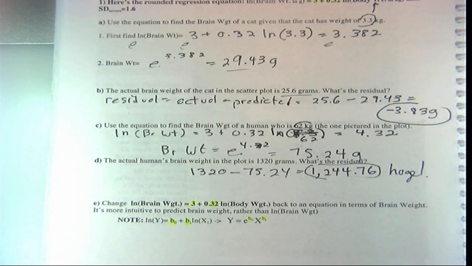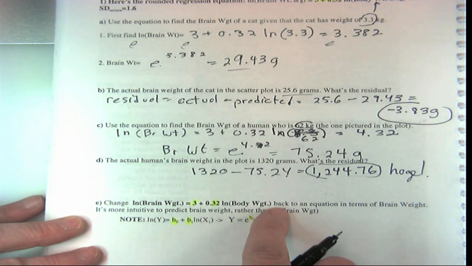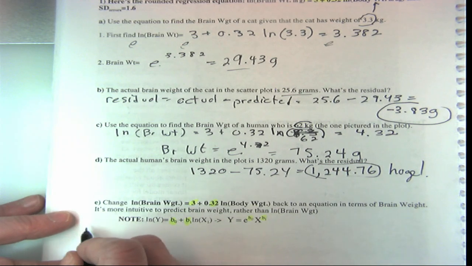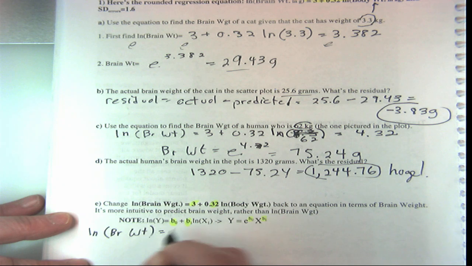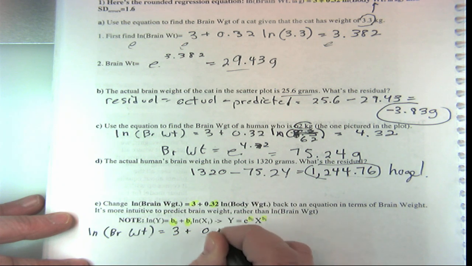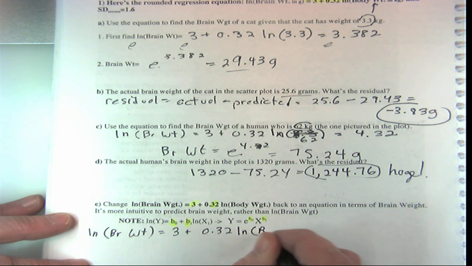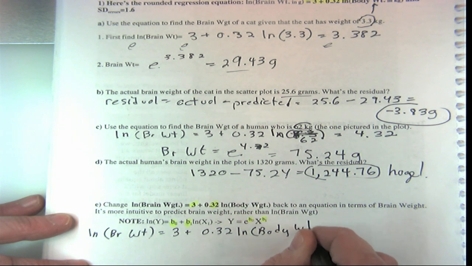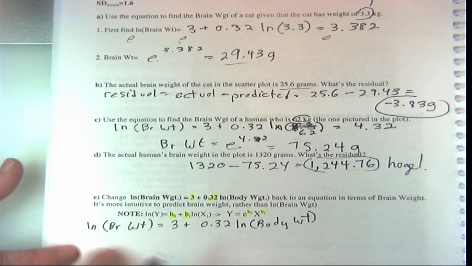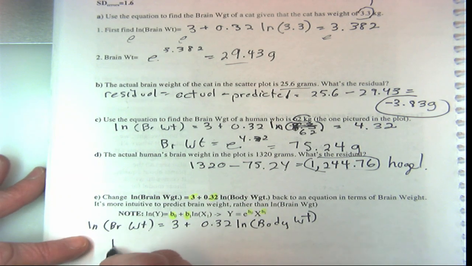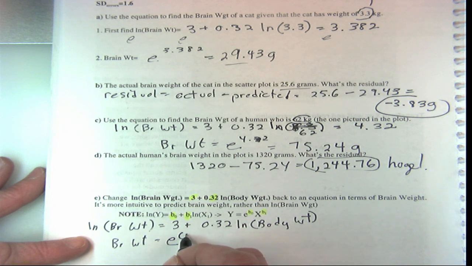So you can see that with this right here. If we have this, right? I'll just write it again just so you can see. The log of the brain weight is equal to 3 plus 0.32 times the log of the body weight. And what happens when we anti-log it? Raise e to both sides. So this becomes the brain weight, and this is e to all that.